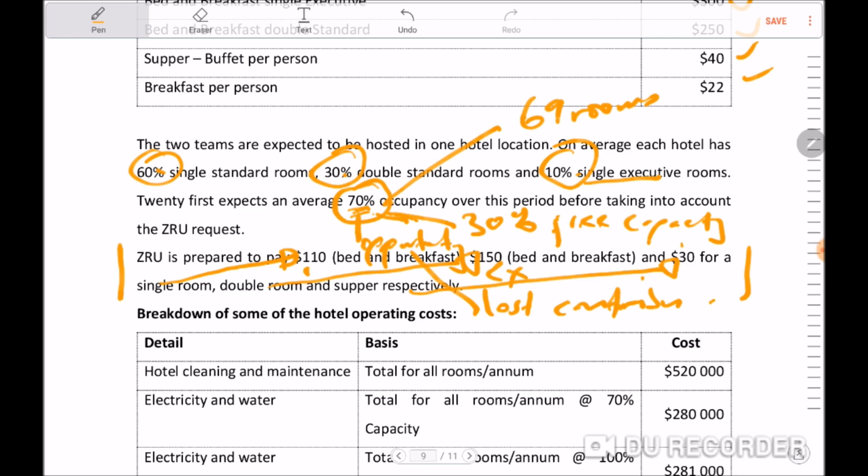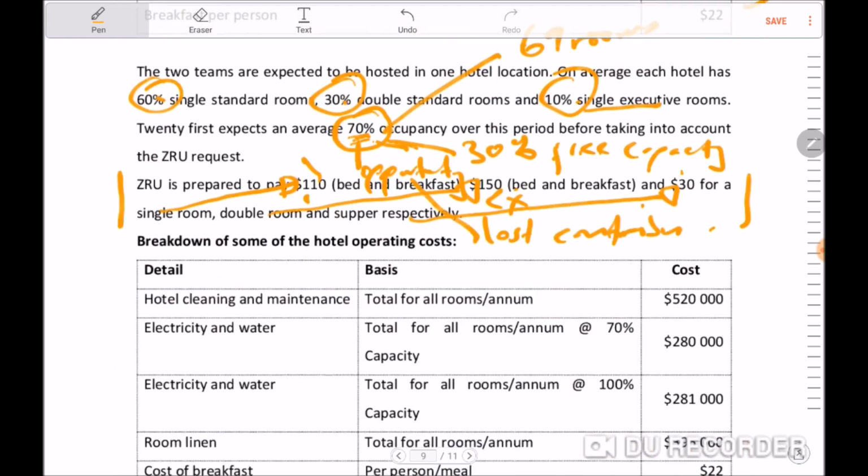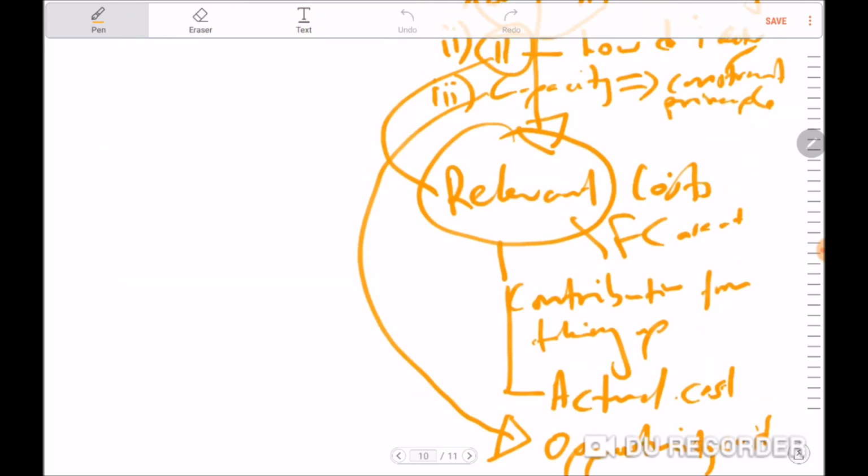Then for the rooms, double rooms, South Africa has got 22 players, but they want 11 rooms because players will be sharing. Kenya would want 1 player per room. So they would want the number of rooms that would equate to the number of players. Then the other information here is going to assist you to identify which costs were relevant for the purposes of determining the contribution from this special order, applying your relevant costing principles.